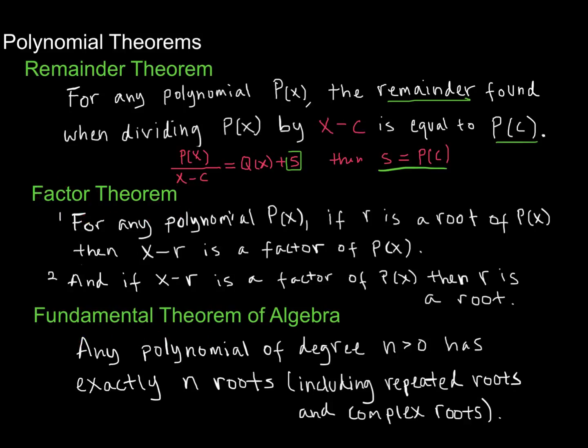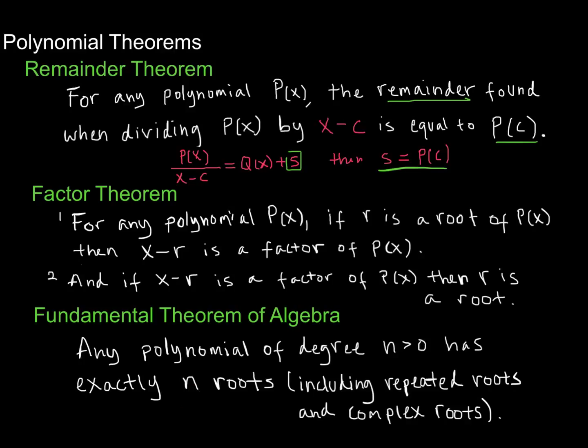And of course, the fundamental theorem of algebra: any polynomial of degree n greater than 0 has exactly n roots. And now this includes repeated roots and complex roots. So if you have a factor that's written twice, that gives you the same root twice. And counting all of those roots, including the complex roots, you'll have exactly n roots.